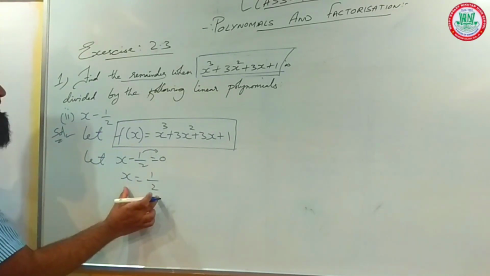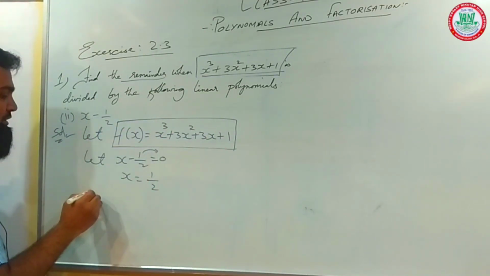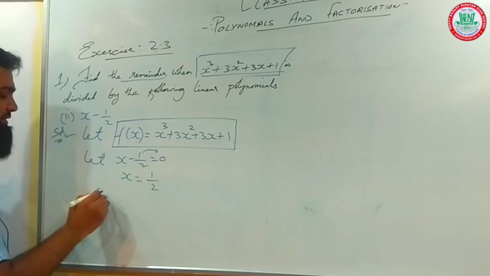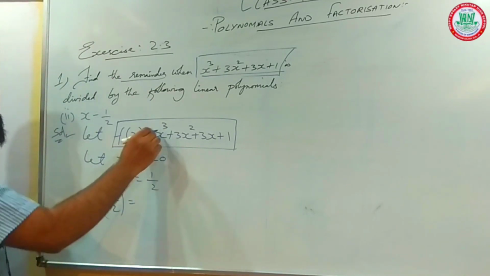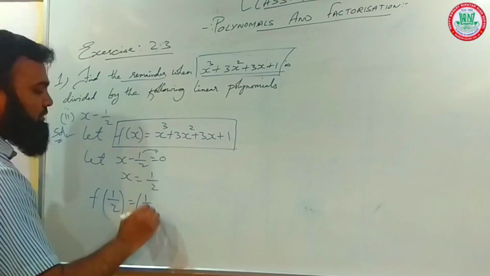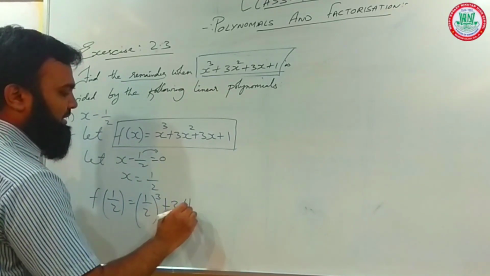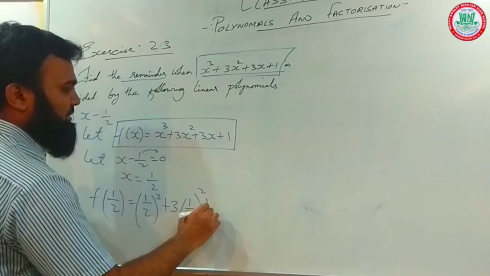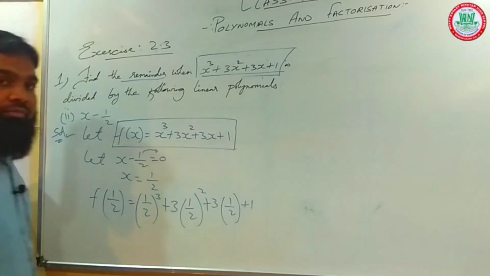Now put this x is equal to 1 by 2 in this f of x polynomial equation. So f of x value is what? In place of x we have to put 1 by 2. Wherever x is there, f of 1 by 2 is equal to 1 by 2 whole cube plus 3 into 1 by 2 whole square plus 3 into 1 by 2 plus 1.